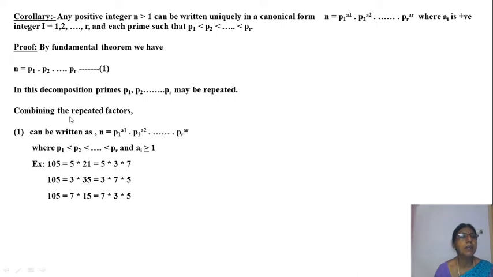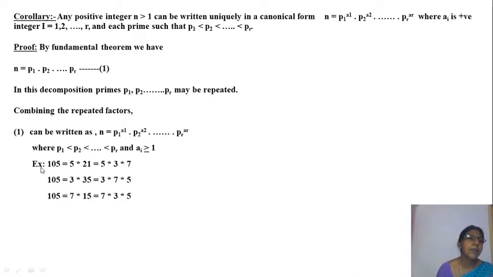So one can write n is equal to p1 power a1 into p2 power a2 and so on up to pr power ar. Here the condition must be p1 less than p2 and so on less than pr, and ai greater than or equal to 1. That means a1 greater than or equal to 1, meaning it can be p1 square, p1 cube, like that.